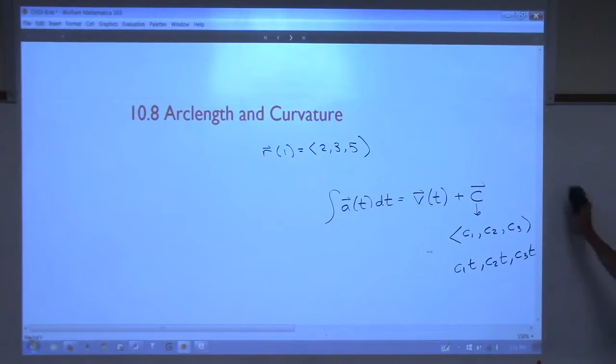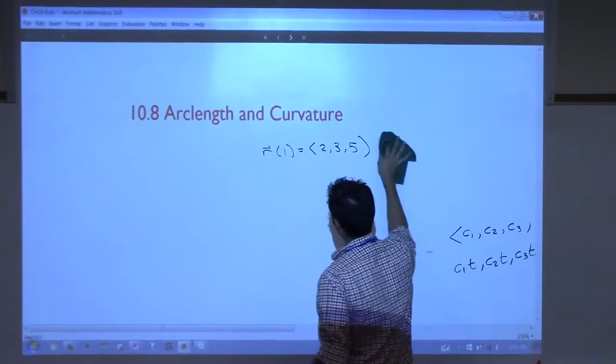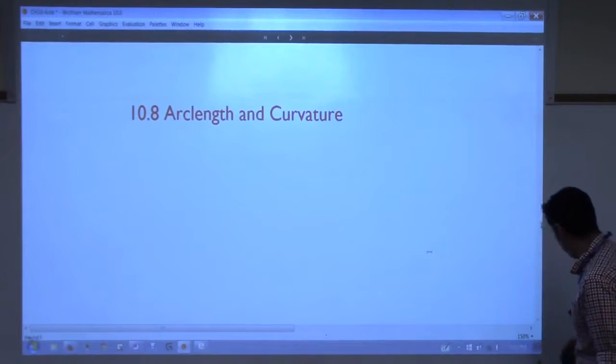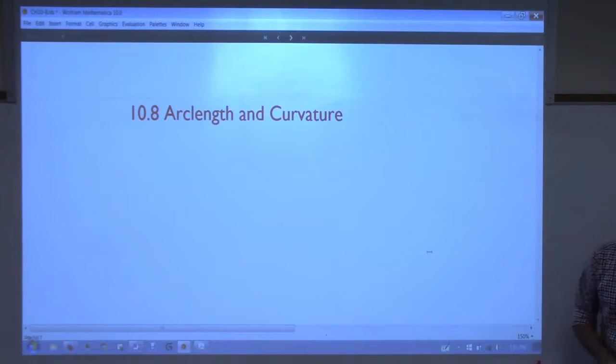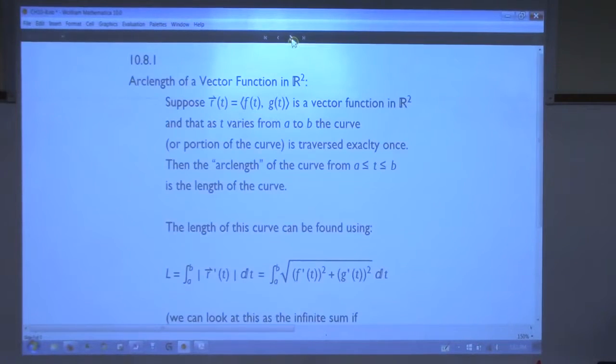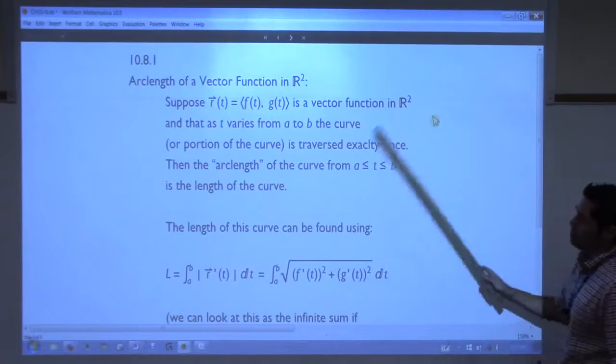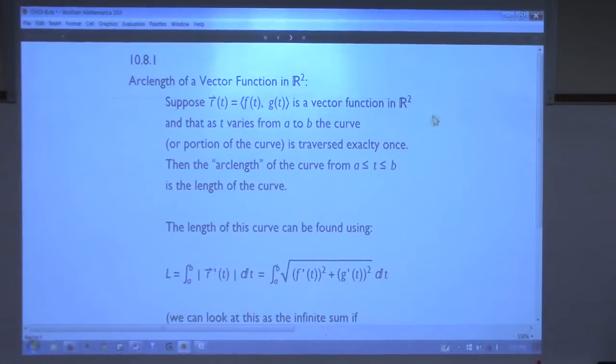Okay, arc length and curvature. This is more applications of derivatives and integrals. Lots of notes here. Arc length of a vector function. A few little subtleties I have to make sure you understand before you start using this formula.